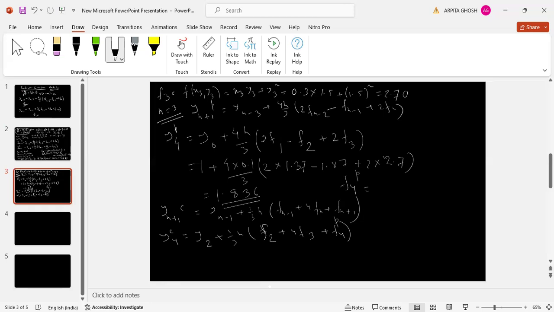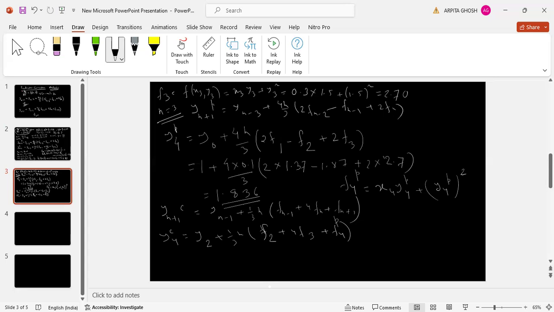Now what will be your f4 predicted? F4 predicted is the function, that is x4 into y4. Y4 we do not know, so this will be y4 predicted plus y4 predicted whole square. That is x4 into y4 predicted, yes.